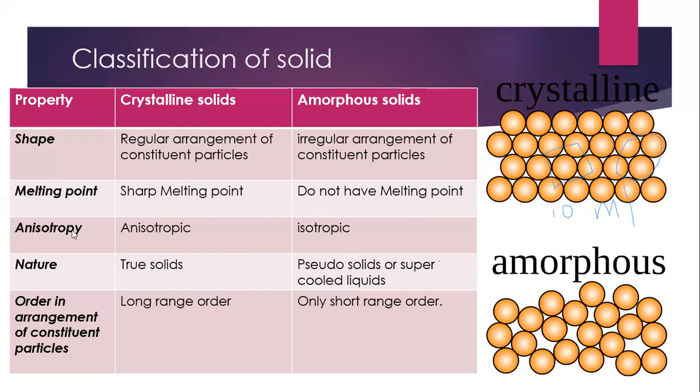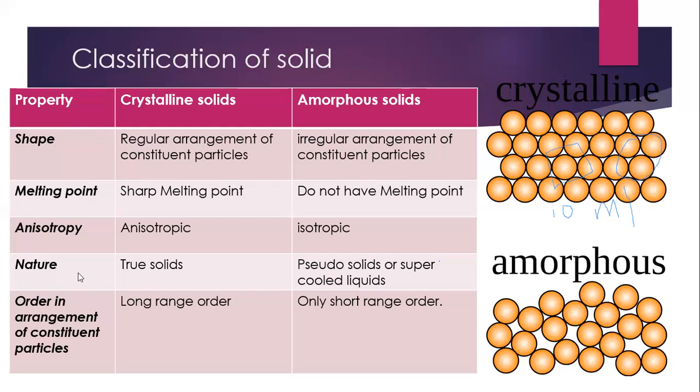Next one is the anisotropy. Crystalline substances are anisotropic in nature because in case of crystalline solid, as we go in any direction, the physical properties change. But if we talk about the amorphous, it is isotropic in nature. As we go in any direction, the physical properties remain the same, that is called isotropic nature.